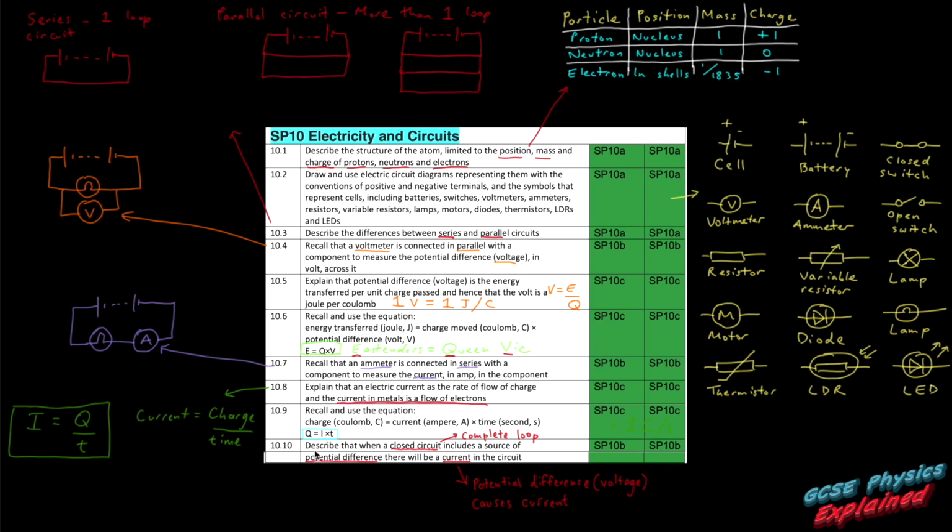And 10.10, describe that when a closed circuit includes a source of potential difference, there will be a current in the circuit. So a closed circuit just means a complete loop, and what we're basically saying is it's the potential difference or voltage that creates or causes the current. So if you've got no voltage, you won't get any current. So what came first, the chicken or the egg? We're not sure, but what comes first, the voltage or the current? It's the voltage.